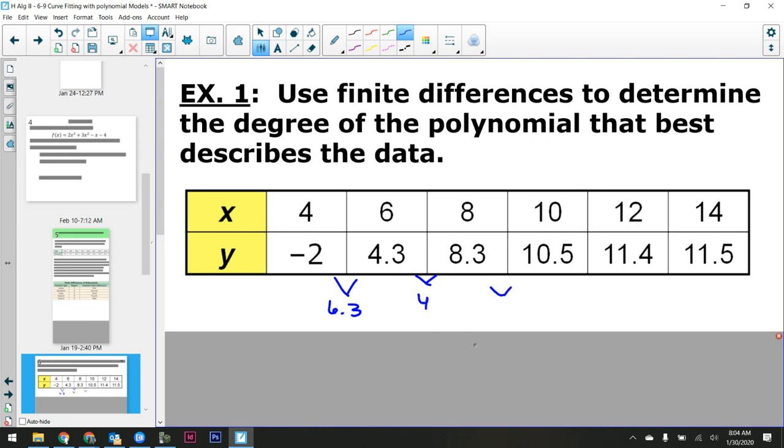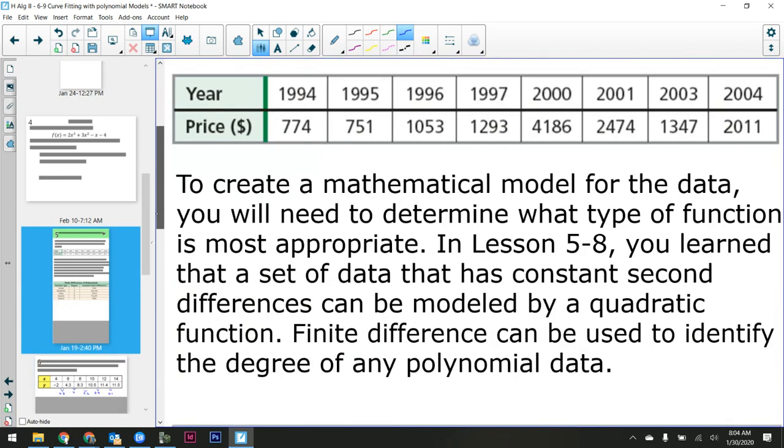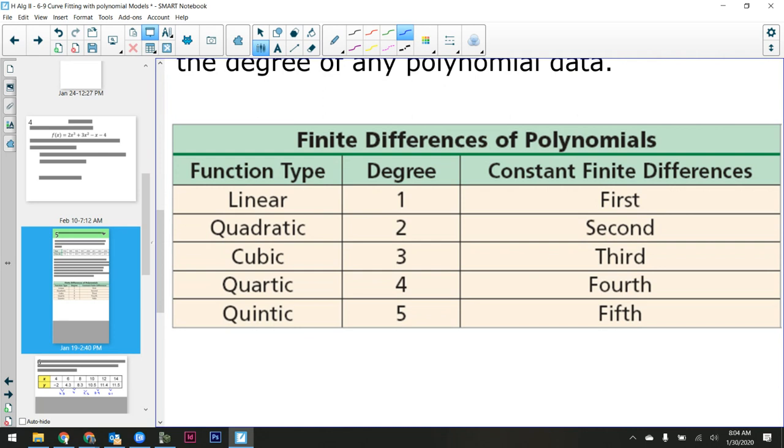And then we go up how much? 2.2? Is that right? Check me on that. 2.2? And then 0.9? And then 0.1, right? Now, this is what's called first differences. If these were constant, the function would be linear.